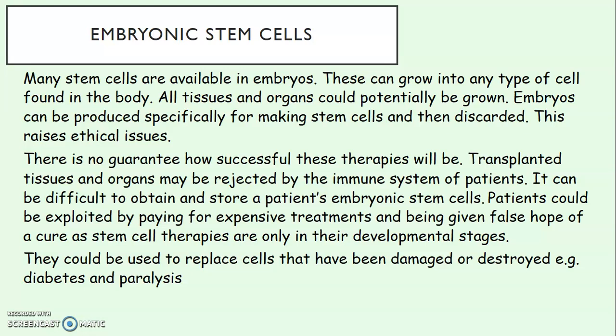Some things that have looked really promising for embryonic stem cells is to replace cells that have been damaged or destroyed. So, for example, in diabetes, where a person's pancreas doesn't work properly, or in paralysis, where the spinal cord has been damaged. There's the possibility of actually repairing spinal cords with them.